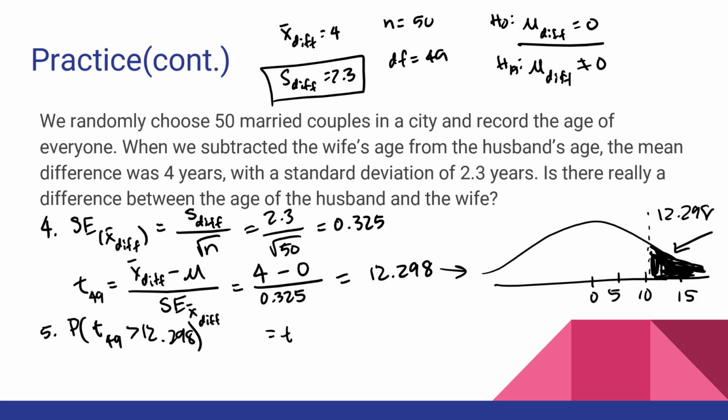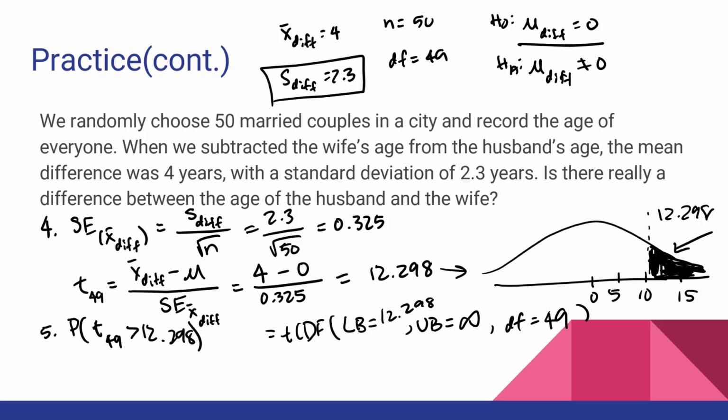So tCDF, because we're working with a t-model, and then we put in lower bound, this should be getting really familiar, upper bound, and then degrees of freedom. So our lower bound, looking at our model, would be our t-score of 12.298. Our upper bound is infinity, and our degrees of freedom is 49.